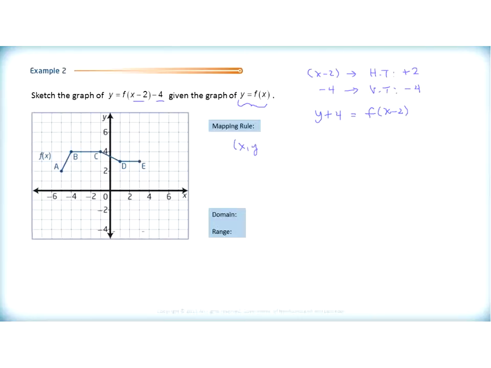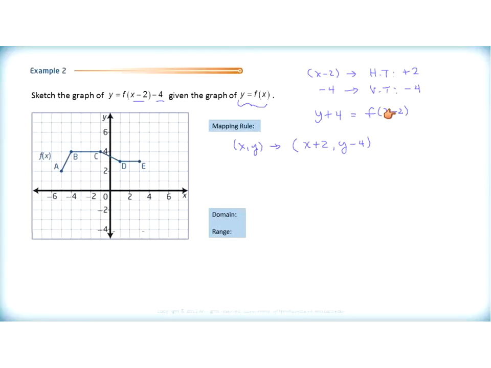Mapping over this function becomes (x, y) maps to (x + 2, y - 4). And again, this has been taught in many different ways. Some students get it directly from here, some get it from this equation, and some get it from this equation.